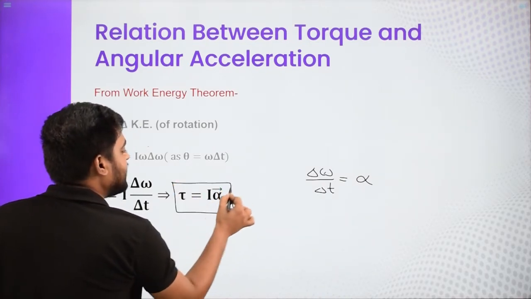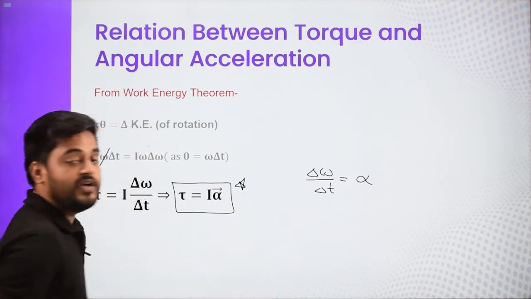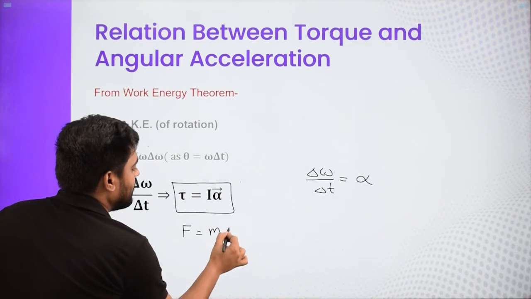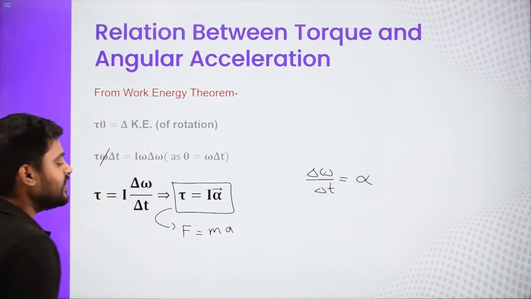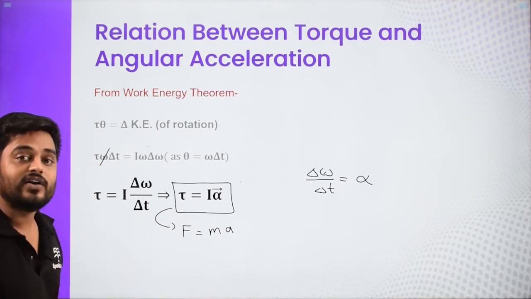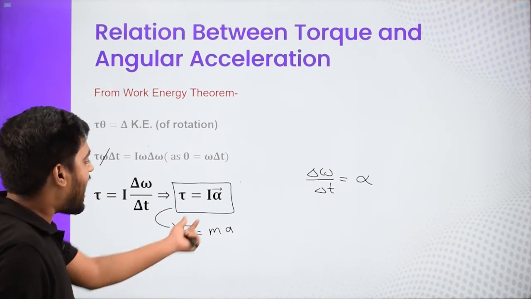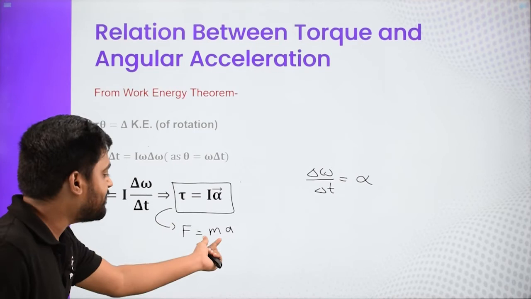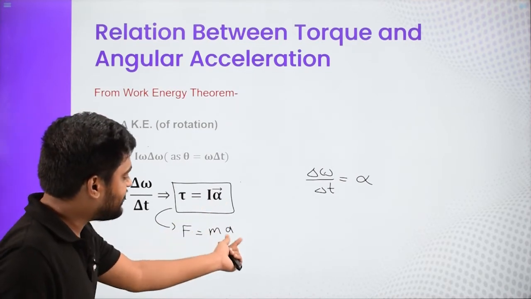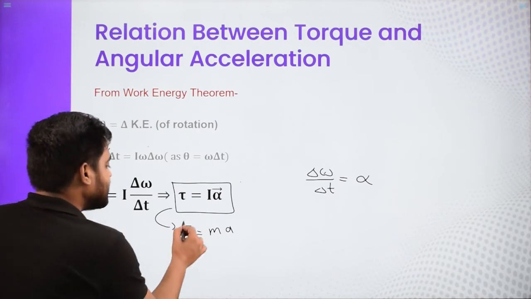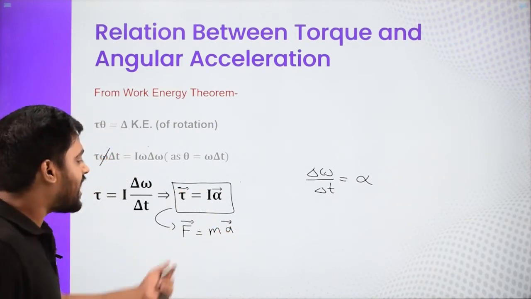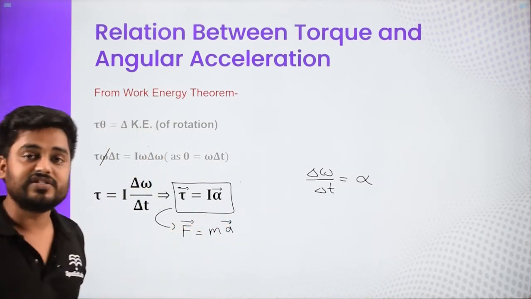This is an important relationship to remember for rotation, like F is equal to ma. It is similar to this relationship, as we have seen that torque represents the rotational analog of force. I represents the rotational analog of mass. This is the moment of inertia. This is the inertia. This is angular acceleration. This is acceleration. Since F is equal to ma, in the same manner we can write torque is equal to I alpha, and this is an important relationship to remember.